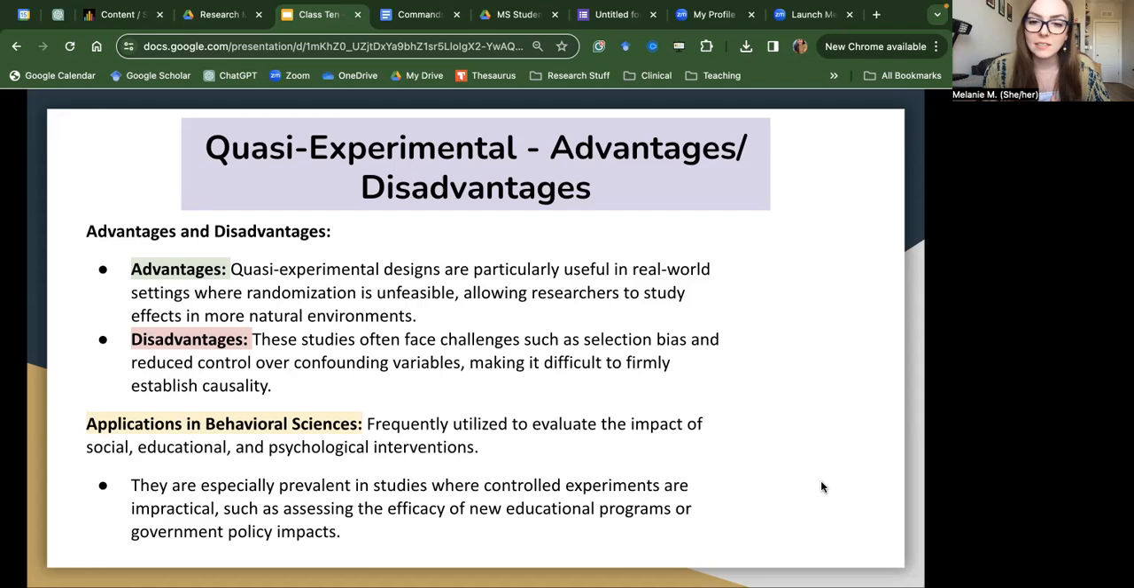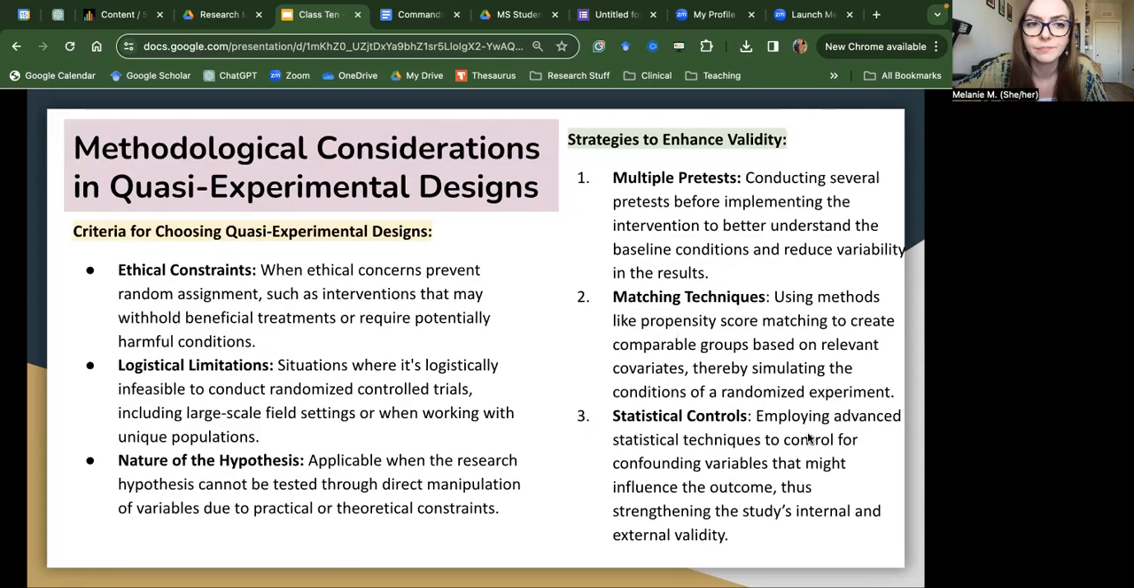In behavioral sciences, this is used very, very regularly, frequently utilized to evaluate the impact of all sorts of different types of interventions. So societal or social, educational, psychological. It's also true for some medical things. And they're especially prevalent in studies where controlled experiments are impractical, or testing how effective something is isn't ethical to only give to some people and not to others.